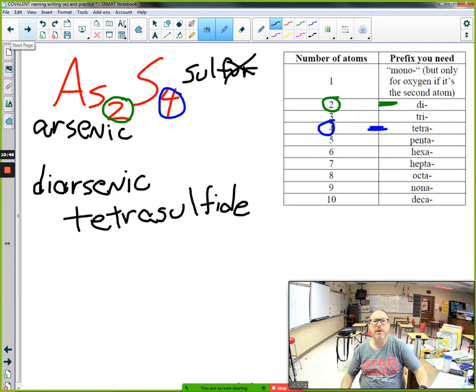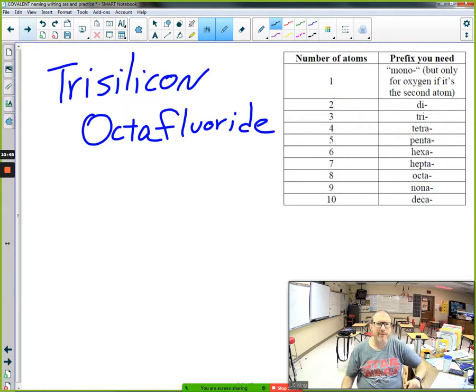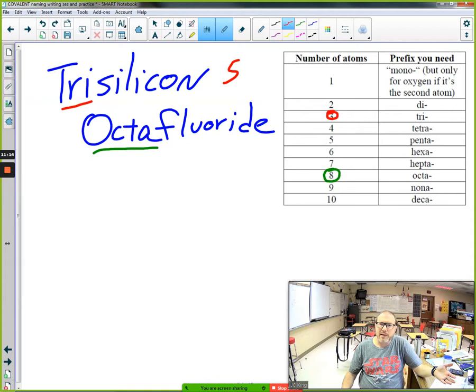Let's look at what happens when you go the other way. What if you're given a name and you have to write a formula from that? Well, you might find this to be even easier. Let's take a look at this. We have trisilicon octafluoride. Okay, so tri means 3. Let's use green. Octa means 8. And if I'm looking at my symbols for these, silicon is Si, fluorine is F.